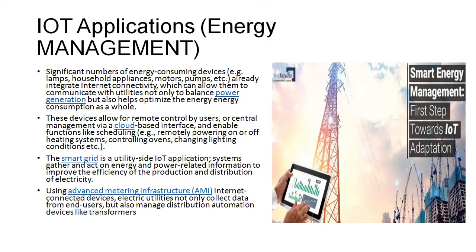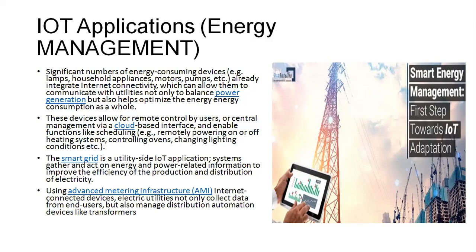A significant number of energy-consuming devices, like household appliances, motors, and pumps, are already integrated with internet connectivity, which allows them to communicate with utilities and not only balance power generation but also help optimize energy consumption as a whole. The smart grid is a utility-side IoT application. Systems gather and act on energy and power-related information to improve the efficiency of the production and distribution of electricity. So the distribution of electricity is very important where it is needed.